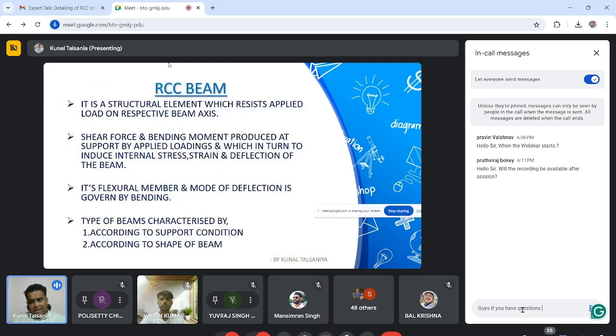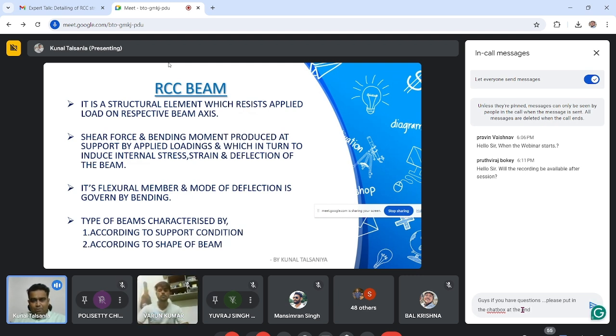Now we are moving to the RCC beam. It is a structural element which resists applied load on the respective beam axis. Beam axis means either in the major direction or in the minor direction.